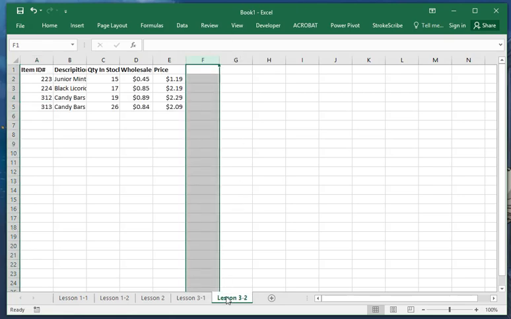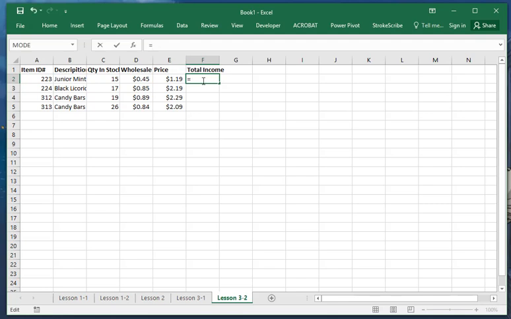So let's come over here and do something a little more interesting. Let's say we want to calculate the total income we would get if we sold our entire stock. So we want to calculate the quantity in stock times the price to figure out how much money we would bring in if we sold all of our stock of Junior Mints, for example. So what we're going to do is come here to cell F2, highlight F2. You can see we got cell F2 here. Drop our cursor in this box.